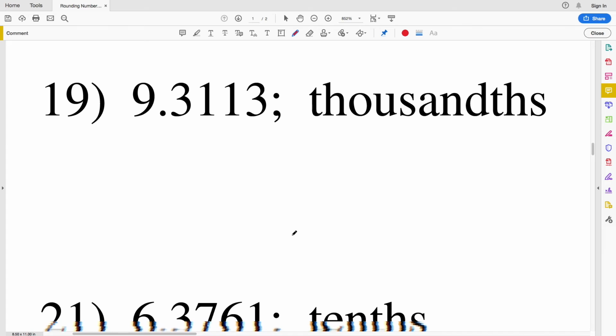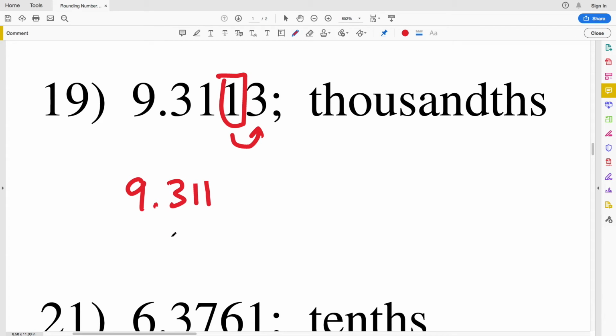In number 19, we're rounding to the nearest thousandth. So that is this one here. Now looking at the next digit, it's a 3, so we're keeping the 1. So this will be 9 and 311 thousandths, 9.311.